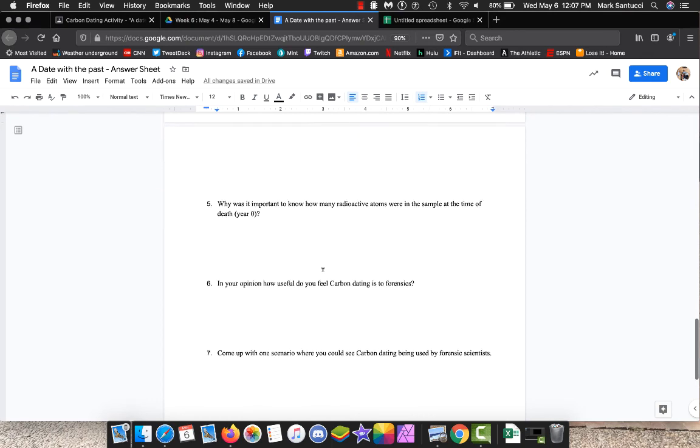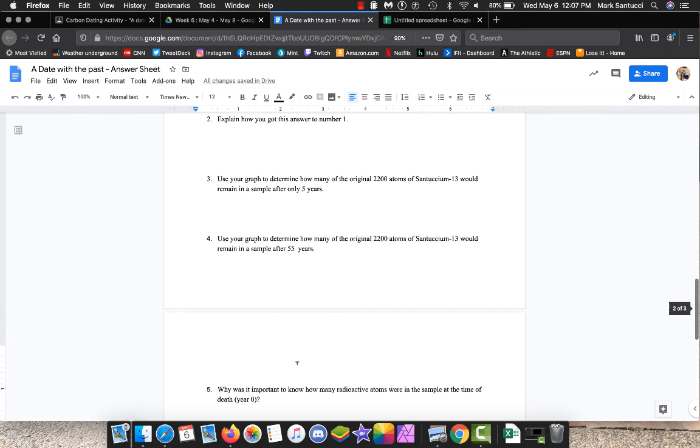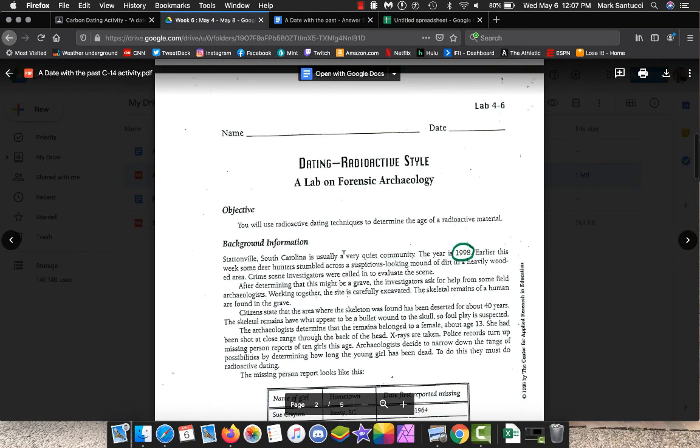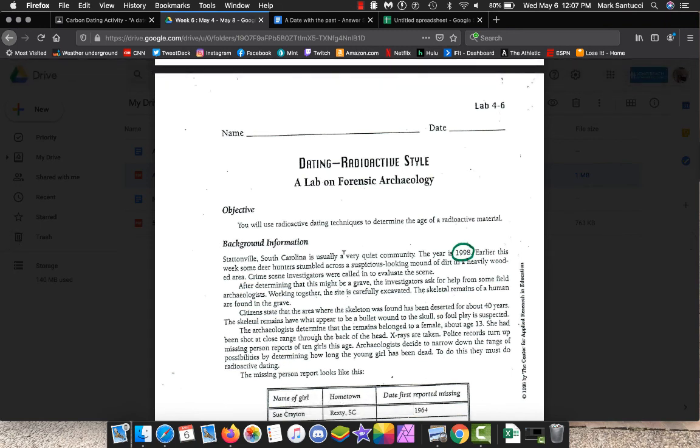These next 3 questions you should be able to get if you think it through. Why would it be important to know how many atoms were there in the beginning? Also for 6 is just your opinion. And number 7, I want you to come up with a scenario that this could be useful other than the one that I showed you here in this particular scenario. Come up with another scenario that it might be useful.